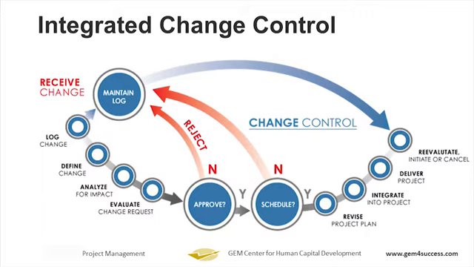You understand? Then if you are able to schedule it, revise your project plan. Don't forget. You don't just rush into execution. It goes back to your planning. You understand? So you integrate it with the plan, you deliver the project. That's it. So this is the change control process.